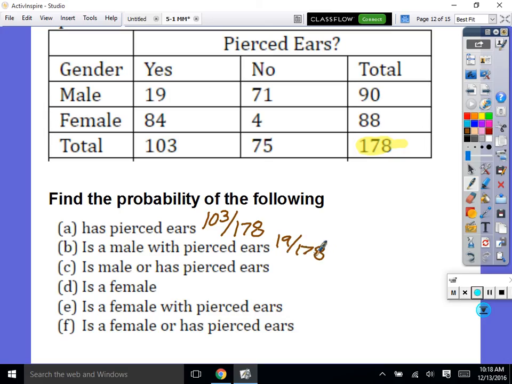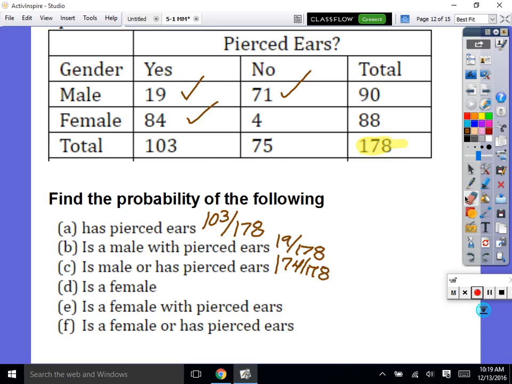Male or has ears pierced. Isn't this a friendly one? They're either male or they have their ears pierced. So let's go check out the first one. Male. That's male, correct? Isn't that in the male one? Or has their ears pierced. So that's the yeses. We've already checked out that, yes? So now add up 19 plus 84 plus 71. 174 out of 178. Does everybody see how to do the union? I checked them off, the ones that were united and got to come.